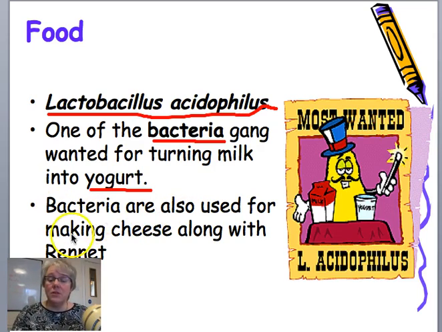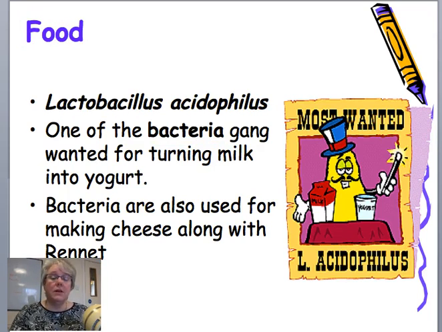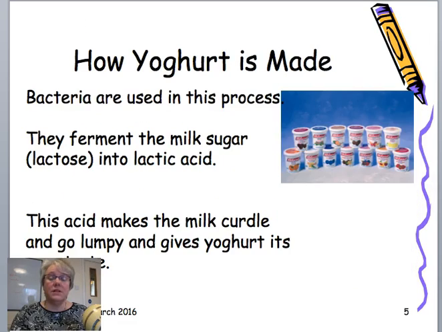Bacteria is also used in the cheese making process, along with a substance called rennet, and we'll talk a wee bit more about that in the next slides as well. So we've got our yogurt and our cheese making. And if we just move on, we'll have a wee look at our process of yogurt making.